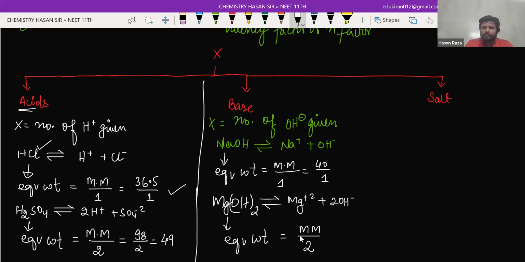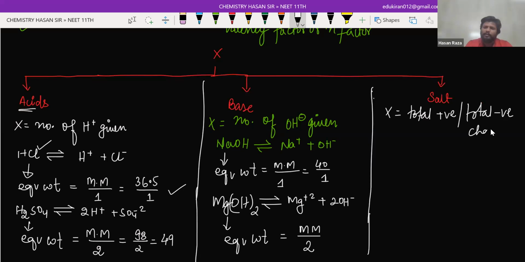Yes, sir. And for a salt like NaCl, X is equal to either the total positive charge or the total negative charge. Salt comes from a neutralization reaction, right? In a neutralization reaction, the compound formed is neutral. So if you dissociate it, it will give you equal positive and negative charge. Like NaCl, which is a salt: if you dissociate it, it will give you Na+ and Cl-.